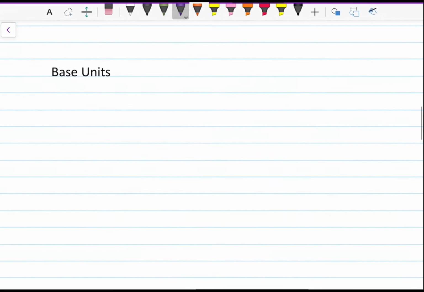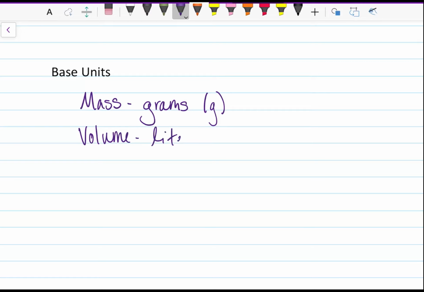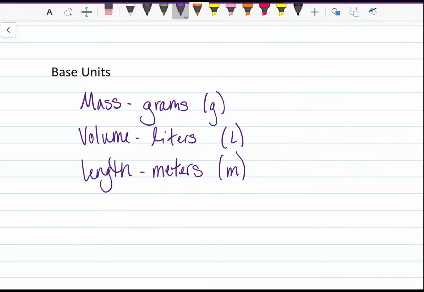So up first, let's talk about the base units that you need to know. You need to know the base unit for mass is grams. And the unit for that is abbreviated with a lowercase g, grams. That's your base unit. The base unit for volume is liters, and that's abbreviated with a capital L. There is another base unit that is for length, and that is meters, lowercase m. We are only going to talk about how to convert with mass and volume in this because that's what we use most of the time in chemistry.